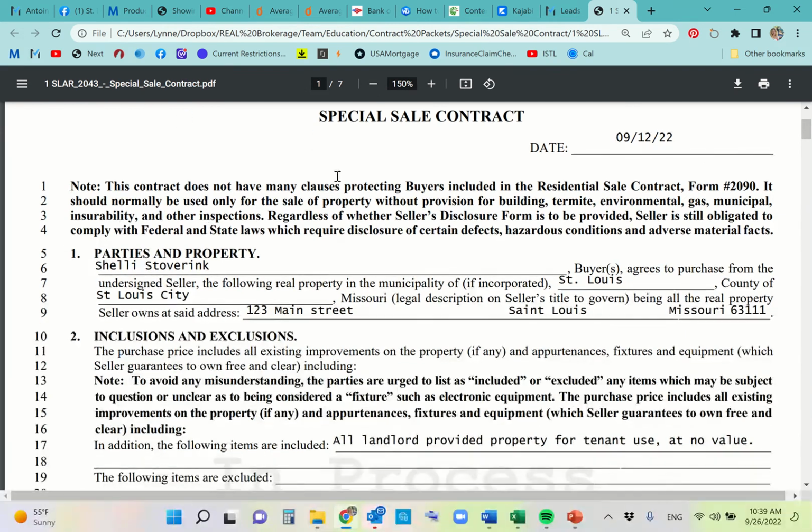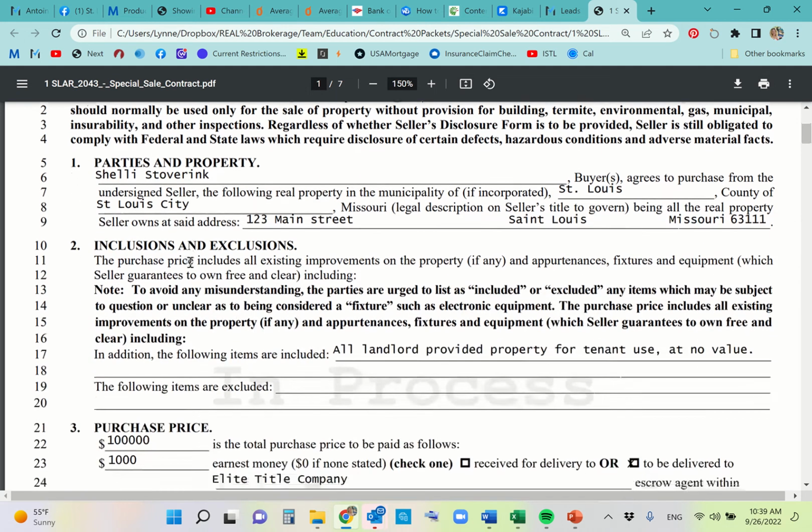Okay. So obvious maybe, but you're going to put the day that you're making the offer. When I did this, it was September 12th. And then you're going to put the name of the buyer. So if your buyer is buying as an individual, you'll put their name. If they are buying in an LLC or corporation, then that's what you'll put here. And typically you would put, for example, Shelley Stoverink, a single person, right? Or if it is a married couple, you would put, Shelley Stoverink and Lynne Hart, a married couple, right? If that's what the situation was.